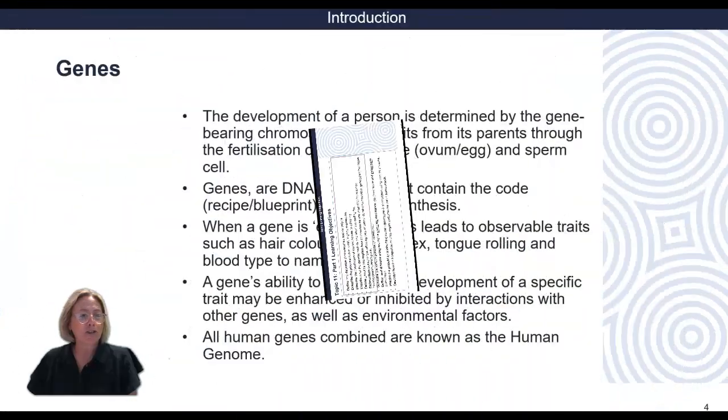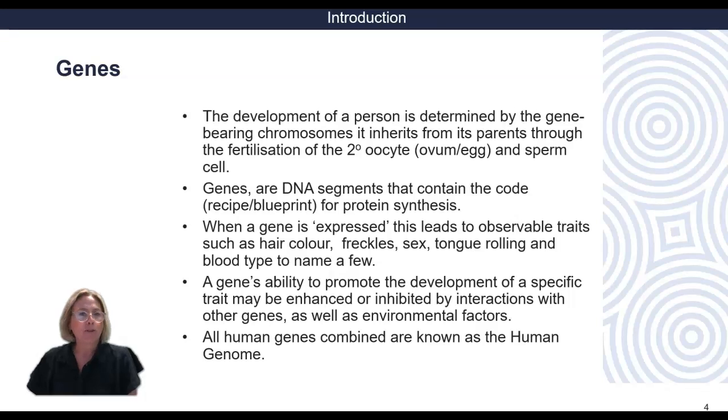Now, just a little bit of an introduction to genes. And remember that the development of a person is determined by the gene-bearing chromosomes that it inherits from its parents through conception. So through the fertilization of the secondary oocyte and the sperm cell. Now, genes are discrete DNA segments that contain the code or the recipe or the blueprint for protein synthesis. And when we say that a gene is expressed, this leads to an observable characteristic or trait.